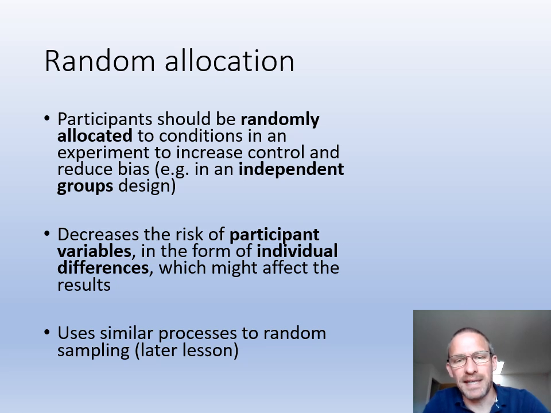We shouldn't do that. So what I'd do is take all of those names, and then, using similar processes to random sampling, which we'll talk about when we do sampling, be it names out of a hat, number allocation, anything, we would randomly assign those pupils. That should help to overcome the risk of these participant variables.